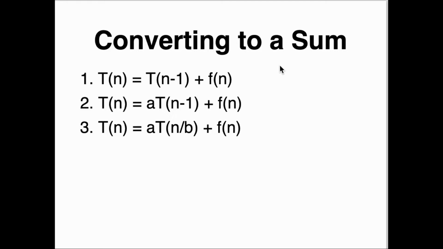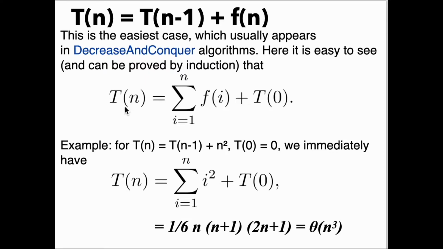For this method, the idea is that the recurrence relation can be converted to a summation form, and then from the summation, we can compute the closed form, similar to the method we used for non-recursive algorithms. Let's start with the first form. If this is the form, we can transform this recurrence formula to something like this, and then we have the summation of i from 1 to n of the function of i.